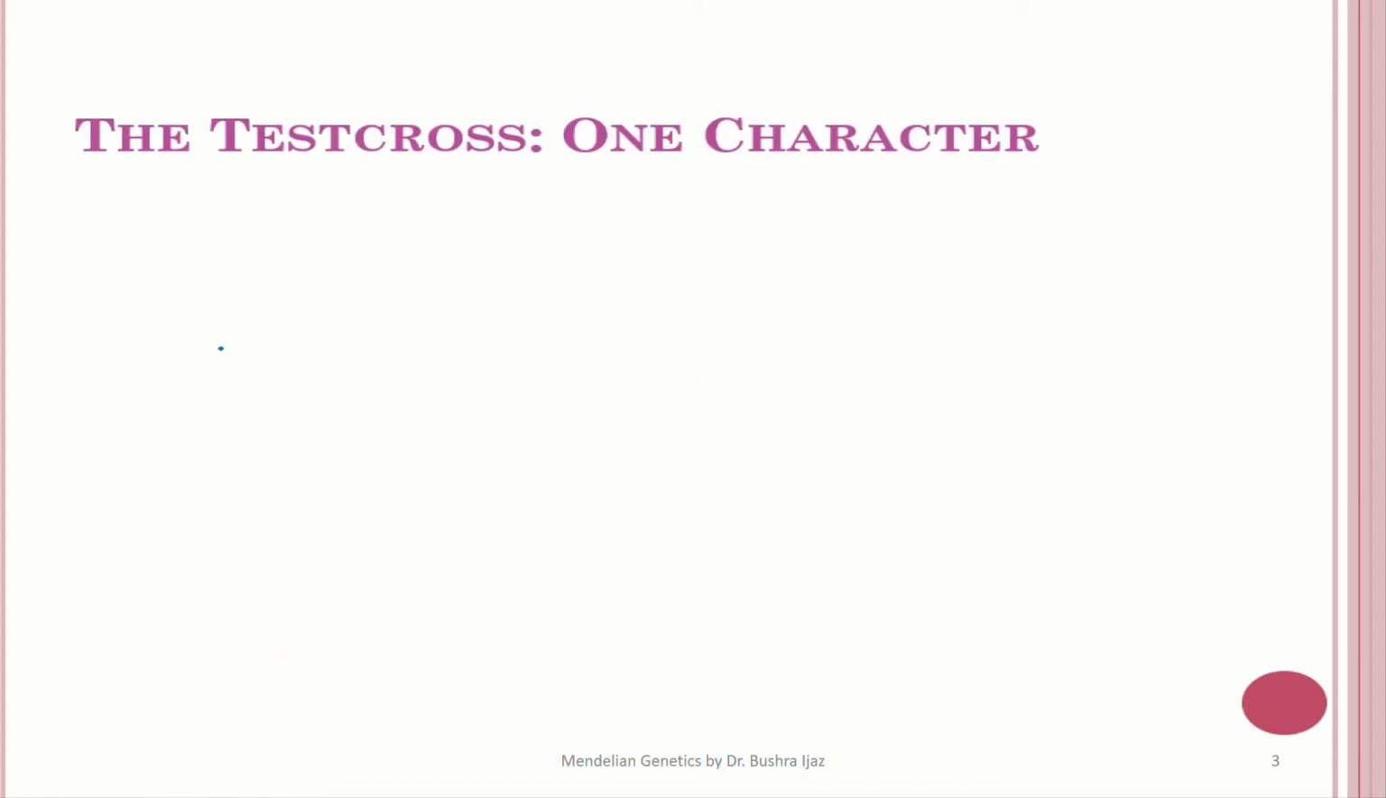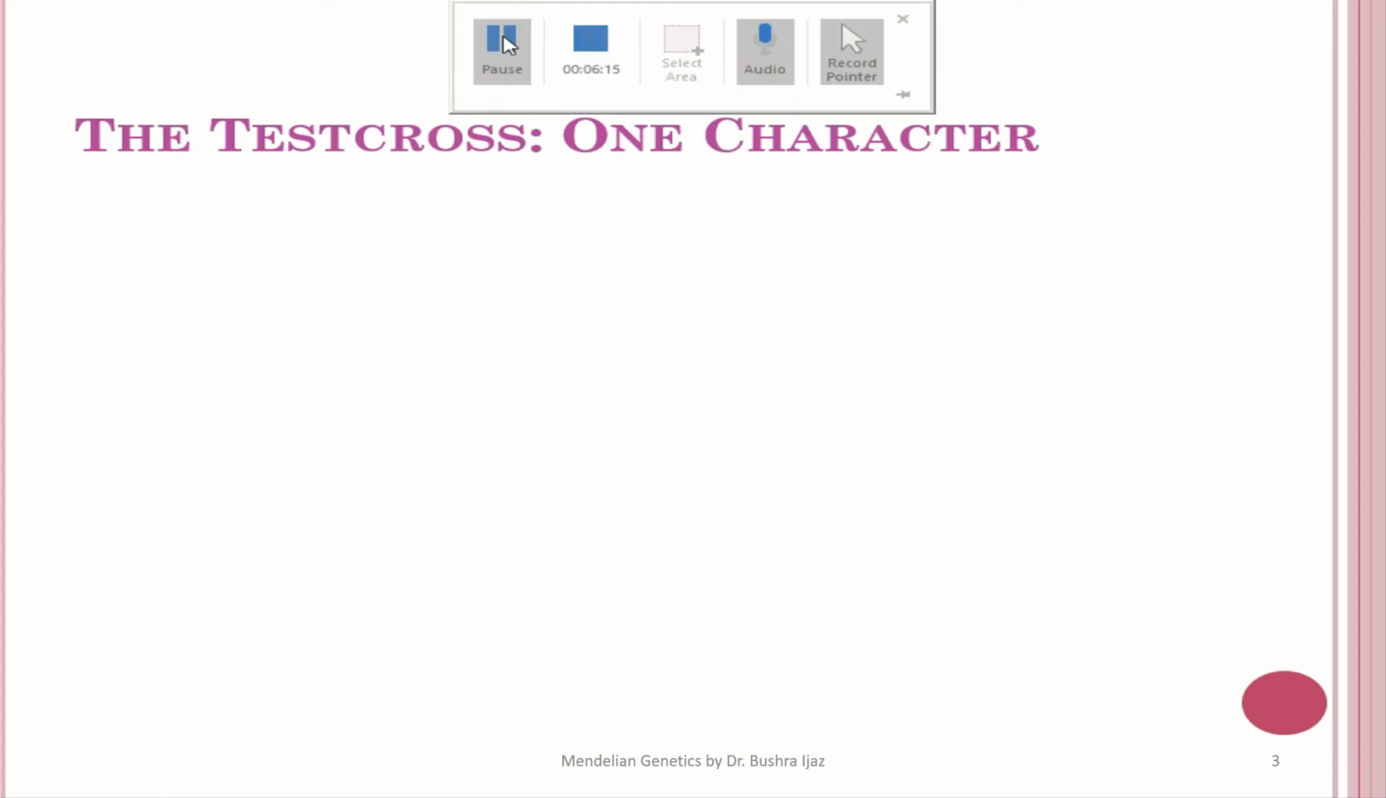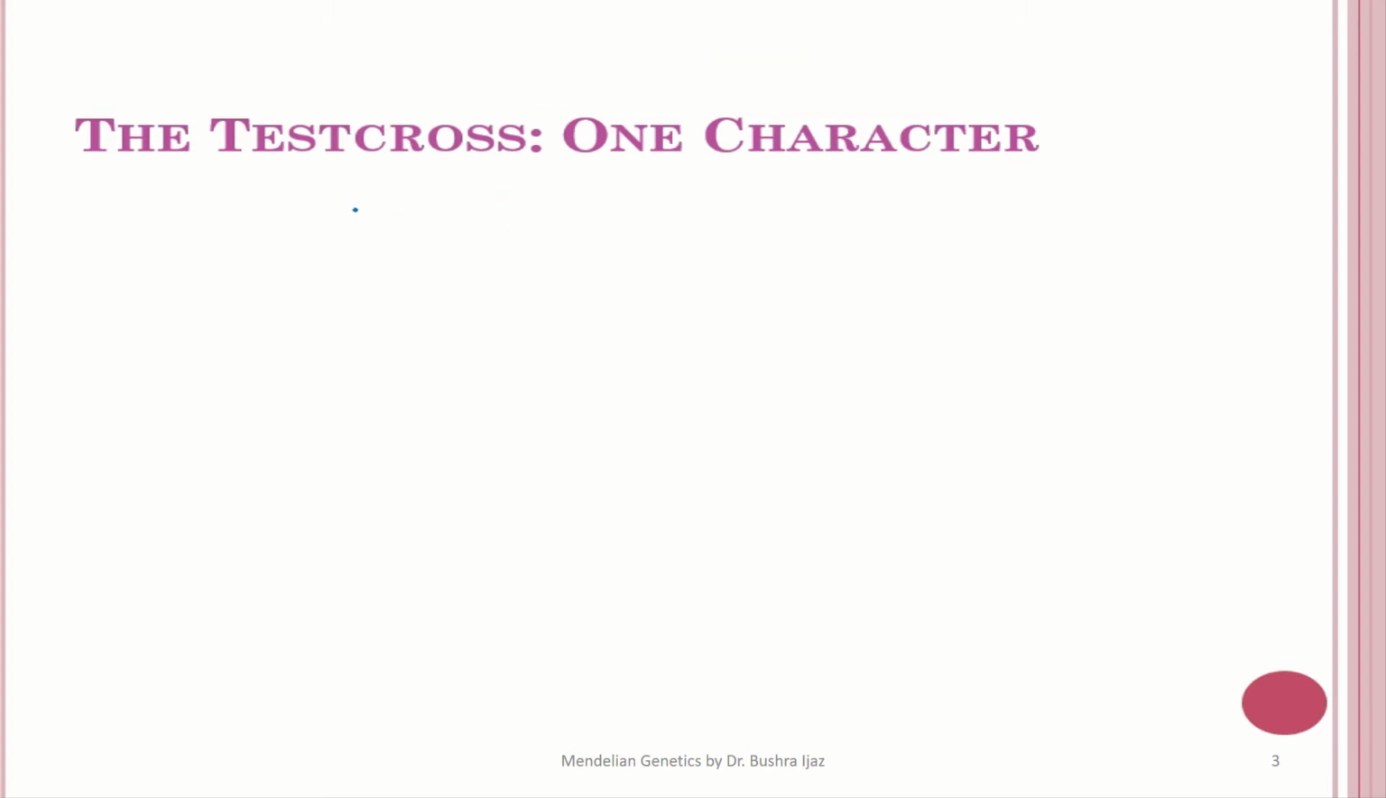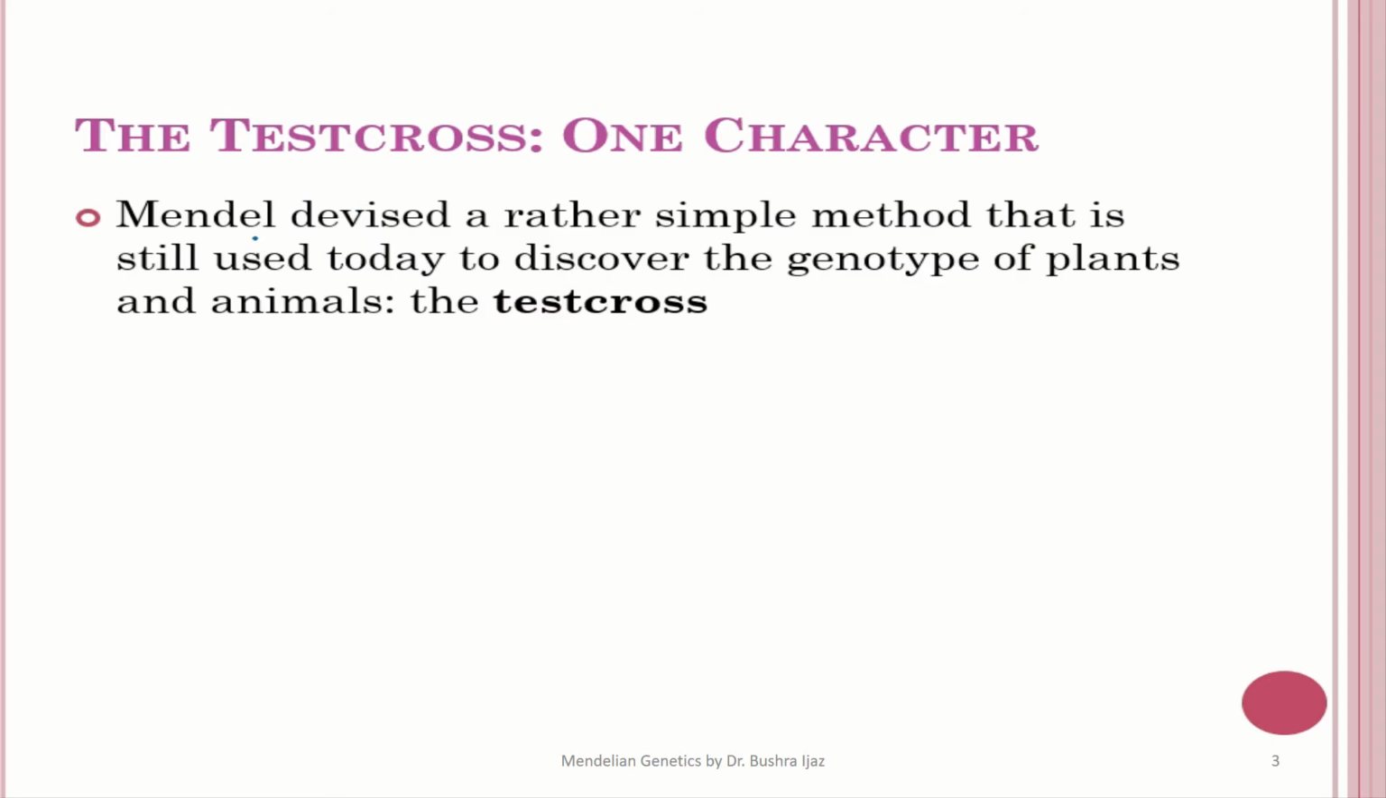Another important thing during his experiments was the test cross, and this is a very important point. A test cross is basically a simple method that is still used today to discover the genotype of plants and animals. The organism expressing the dominant phenotype but having an unknown genotype is crossed with a known homozygous recessive individual.